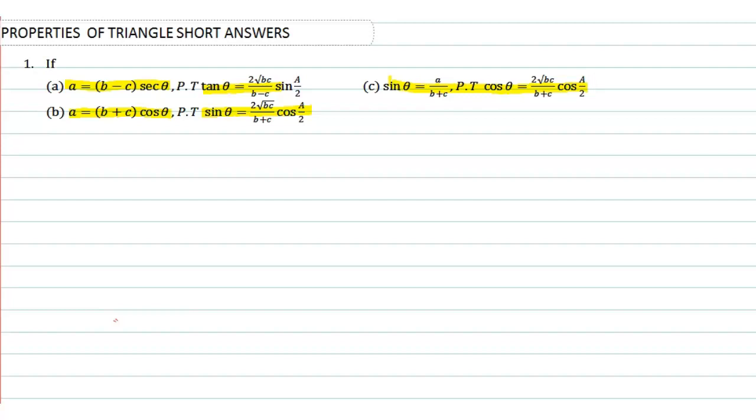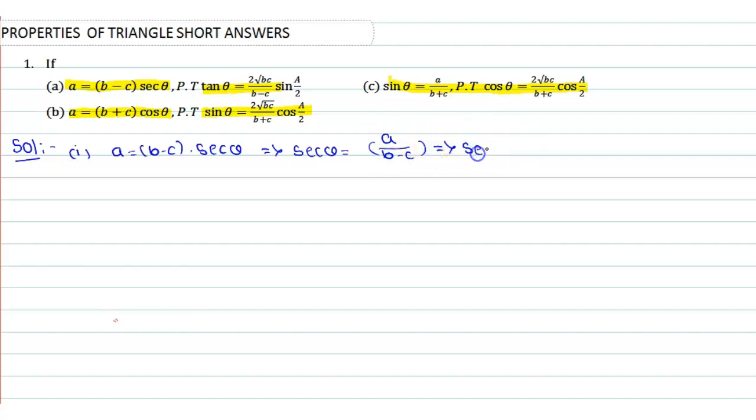Okay. Now coming to the question number 1 solution. First question solution I am writing. Here the question is given like this: a is equal to b minus c into secant theta. So here I am taking secant theta as the subject. So secant theta is equal to a by b minus c. Here I am squaring on both sides.